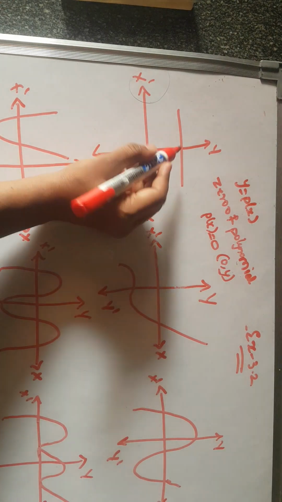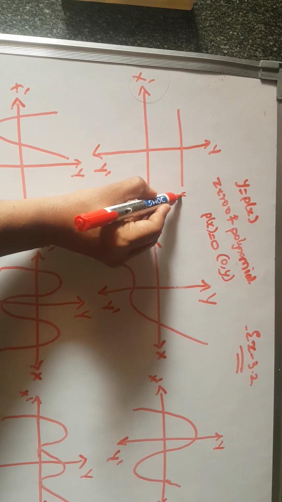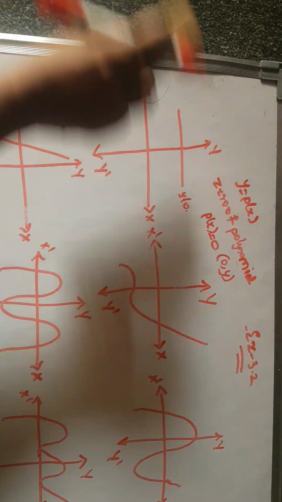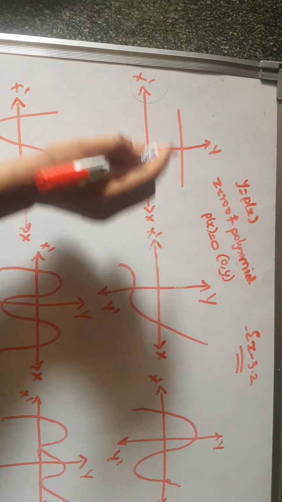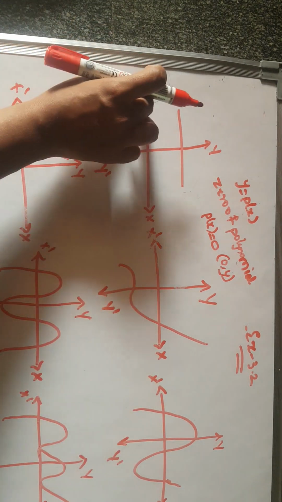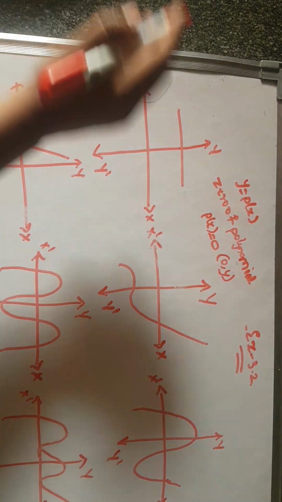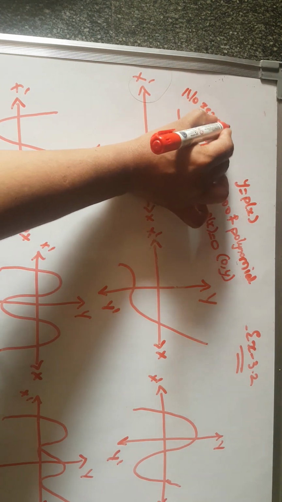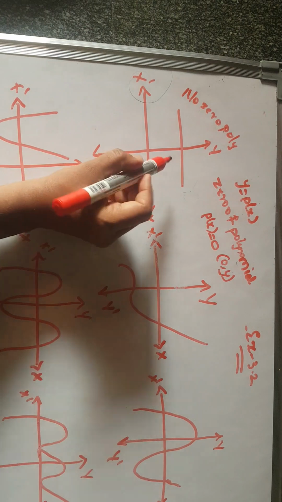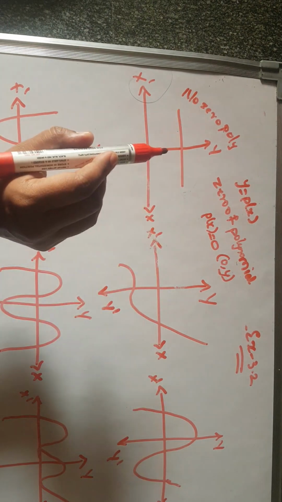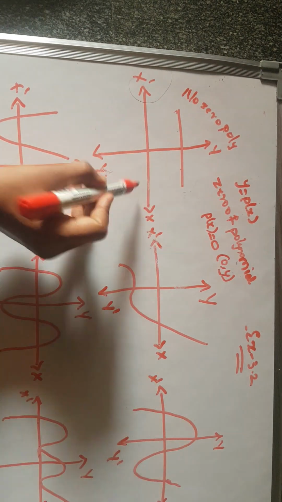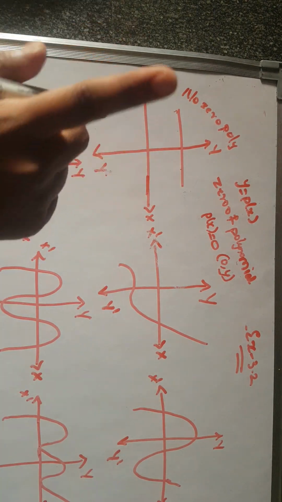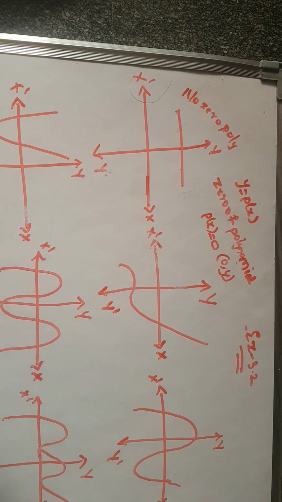Here y is varying, and x is 0, so here this line is not intersecting the x-axis, so it has no zeros of polynomial, because y varies, y is not intersecting, means this graph is not touching the x-axis. So how many zeros of polynomial? No zeros of polynomial here.